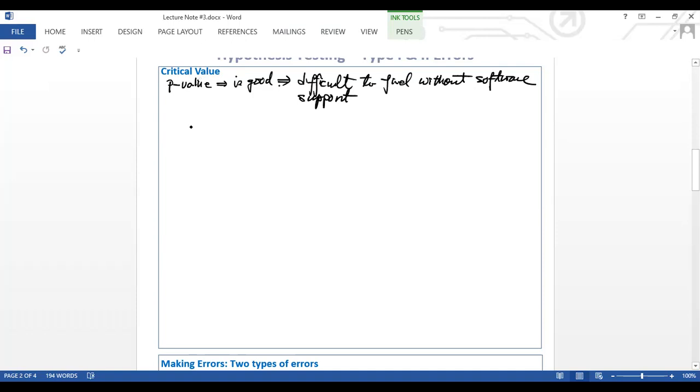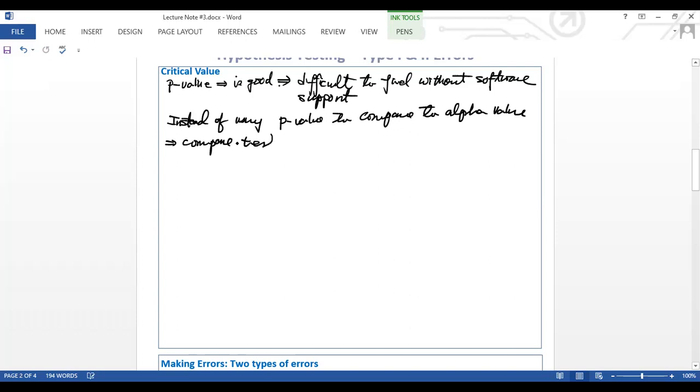And so instead of using the probability to compare to the probability, instead of using the p-value to compare to your alpha value, we will compare the test statistic to what we call the critical value.